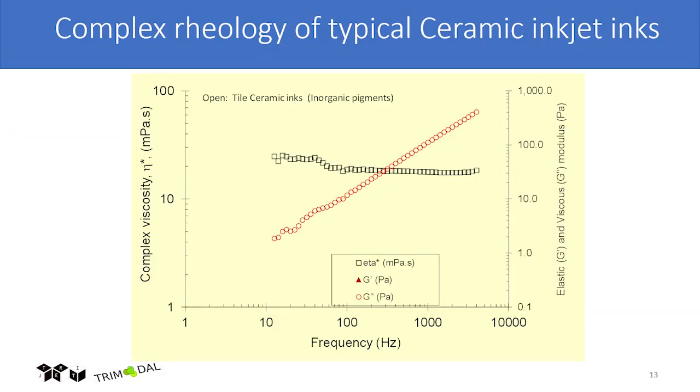So this is what your traditional ceramic ink for the tiles looks like. Okay? So viscosity and all that. It's fairly Newtonian. There's no elastic. Okay? There's just a frit with the inorganic pigment.